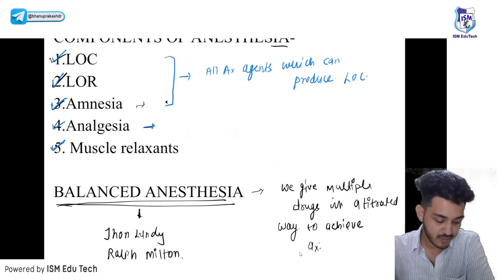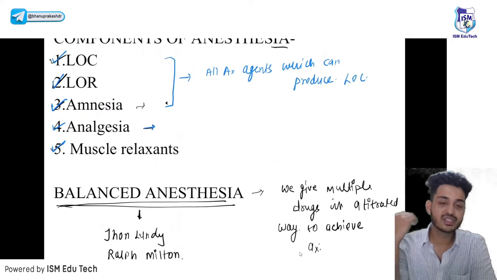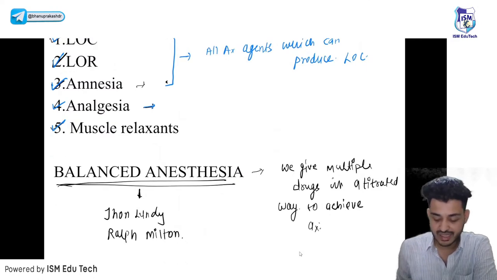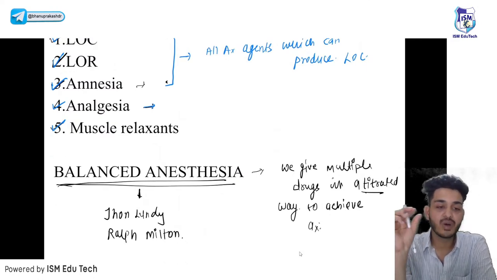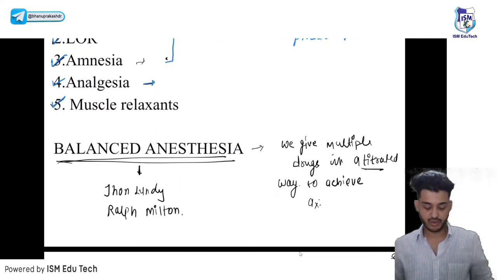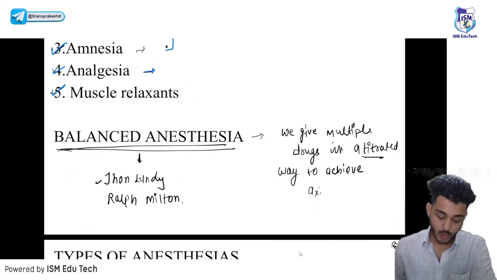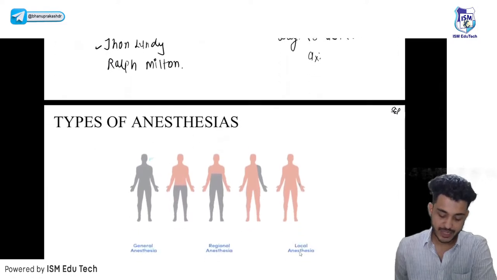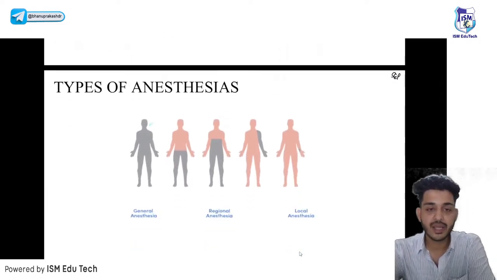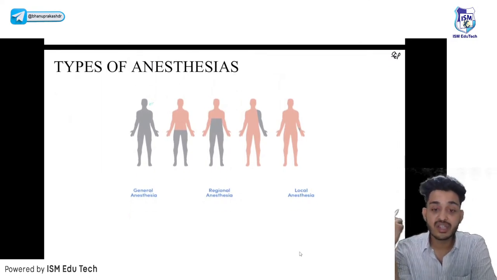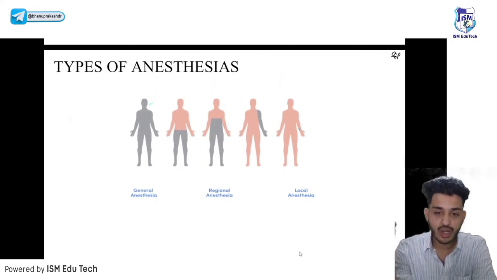Did you understand? There are two things. First, what are the components of anesthesia? Second, what is balanced anesthesia? In balanced anesthesia, we are giving multiple drugs in a titrated, limited amount, so that we can achieve anesthesia. Who gave the term? First scientist is John Lundy and second one is Ralph Milton, right? Moving on to the next topic, types of anesthesia. What are the different types of anesthesia that we have? We have general anesthesia, regional anesthesia, and local anesthesia.